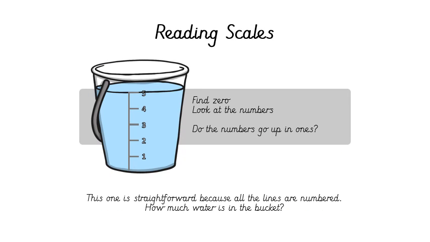So reading scales, the first thing you need to do is find 0. Some of them don't have 0, but 0 will always be at the bottom. So this jug doesn't have a 0, but the 0 will be at the bottom. You need to look at the numbers. Do they go up in 1s? So this one does. So 1, 2, 3, 4, and the water is at 5. I can see that. This one's straightforward because all the lines are numbered. So how much water in the bucket? We said 5.